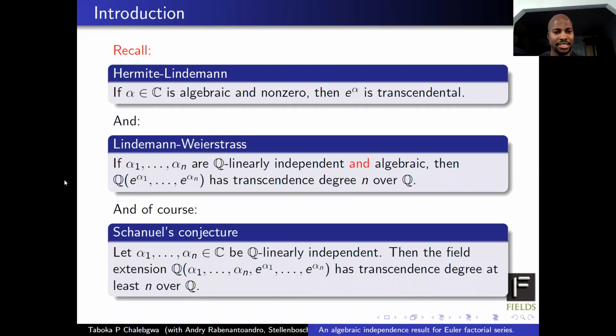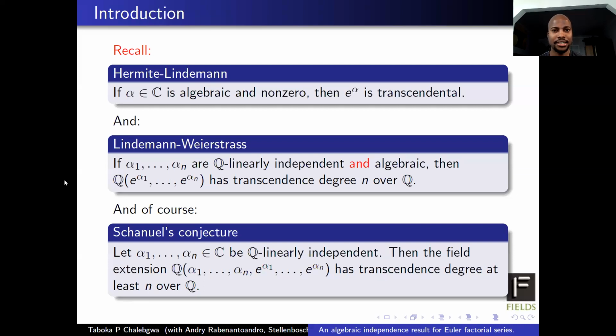And then, of course, there's the generalization of that, which is the Lindemann-Weierstrass theorem, a classical theorem in transcendental number theory. It says that if you have n algebraic numbers that are Q-linearly independent, then the n exponentials will be algebraically independent over Q.